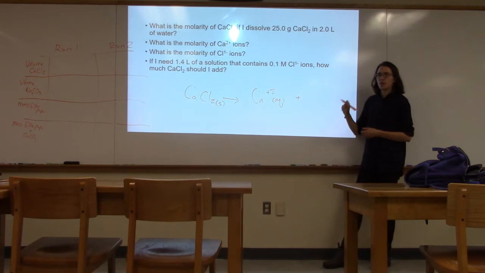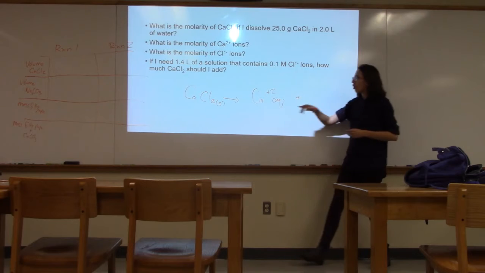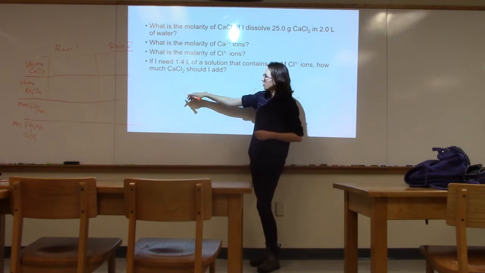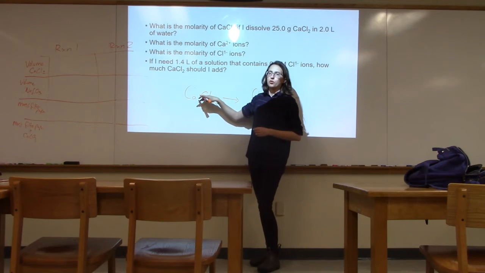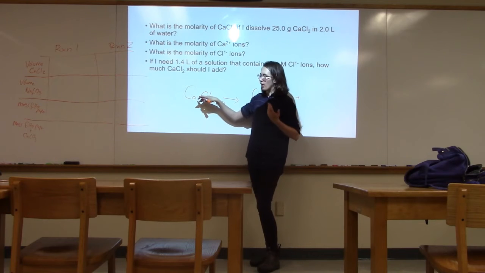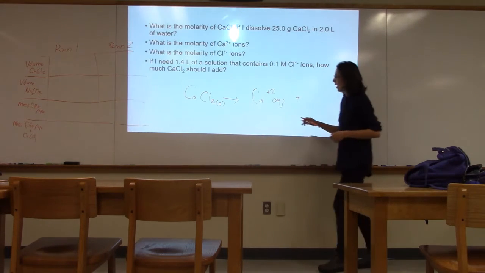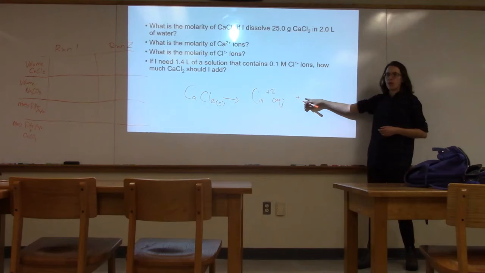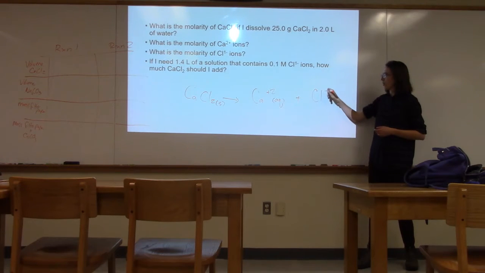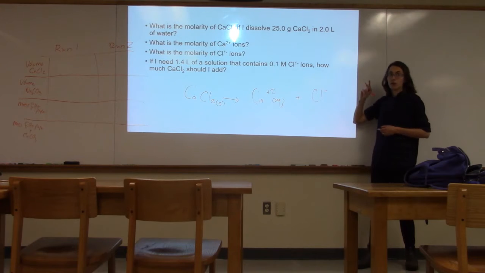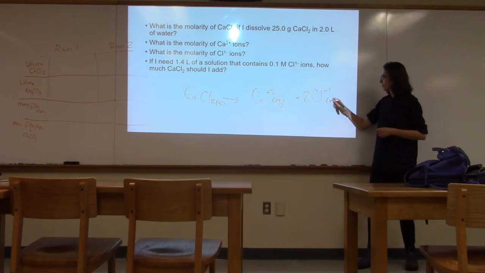Wait, why would it change from no charge to a positive 2 charge when it goes in water? Because they separate. It always had that +2 charge, it was just canceled out by the Cl minuses before, and now it's separated out. And so what else do we have? Negative, like, is it Cl minus 1? Yes, minus 1, and there are 2 of them. Okay.